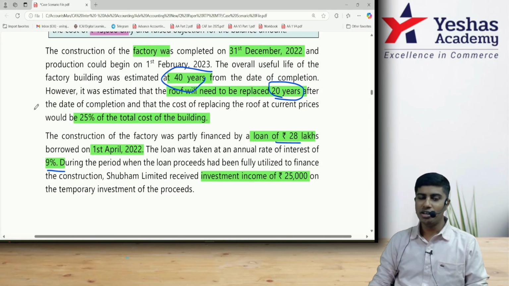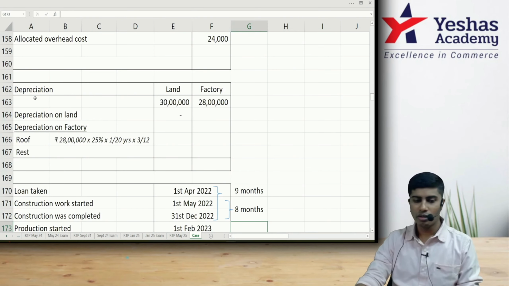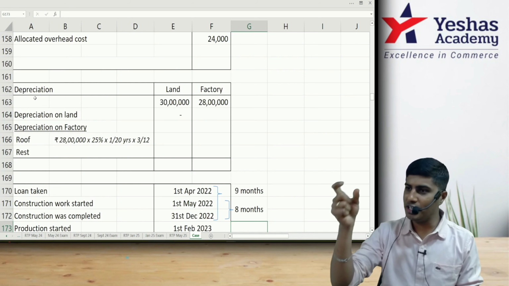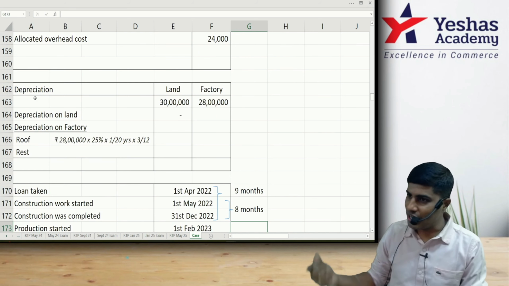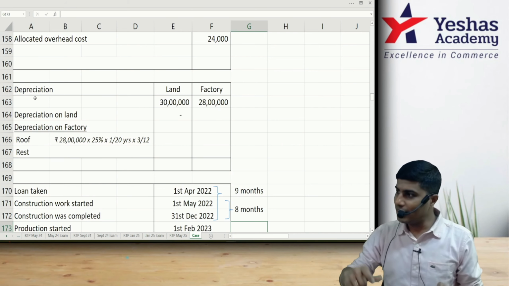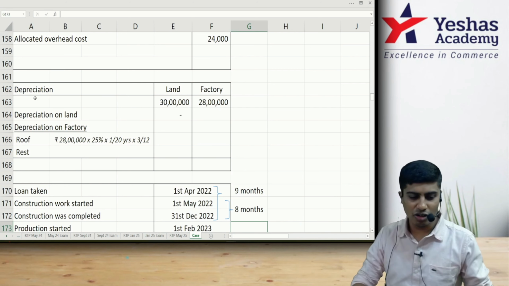3 months depreciation. Depreciation is computed after the asset is ready to be put to use. I'll repeat, 28 lakh is the cost of the factory. 25% of it is roof. Useful life is 20 years. In the current year, the asset was ready by December. Period of utilization in the current year after the asset is ready is 3 months. So 3 by 12. How much do we get?